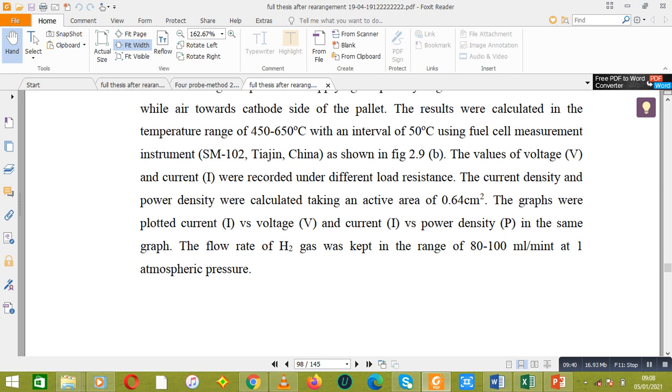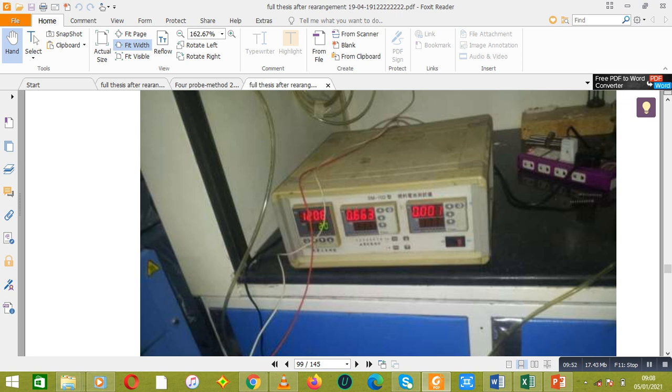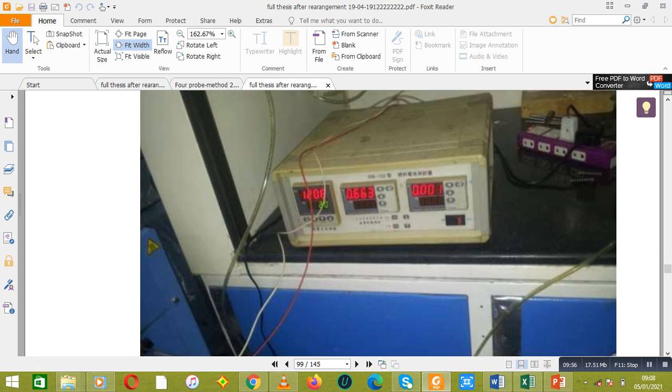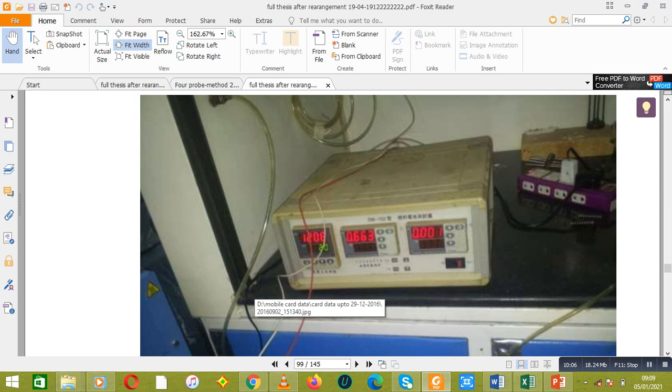This is the instrument which is being used for the measurement of the fuel cell. Here you can see this pipeline, which is used for hydrogen supply. The second pipeline, which is coming from this side, is used for the air supply.